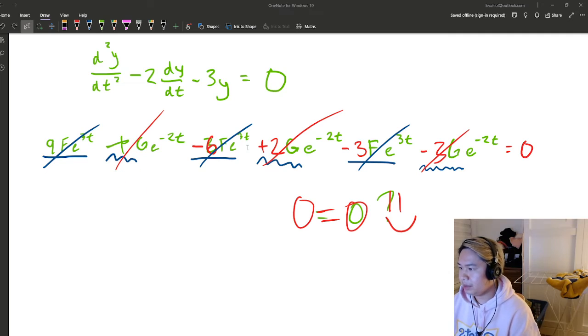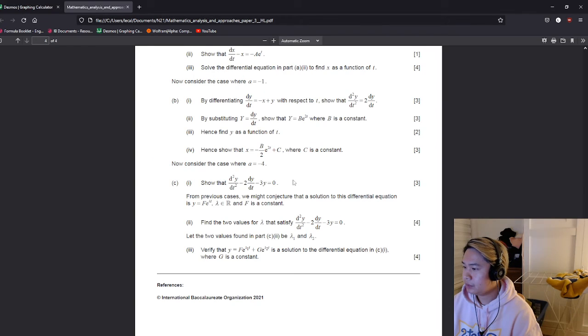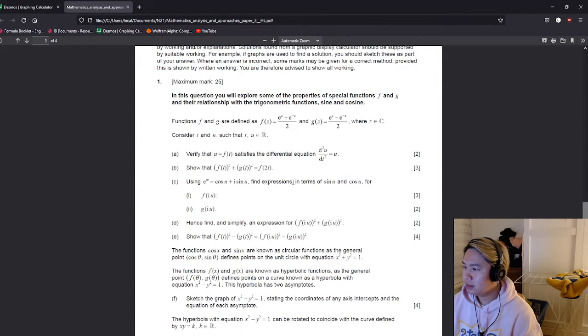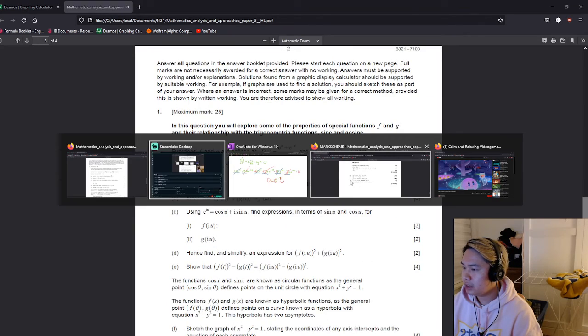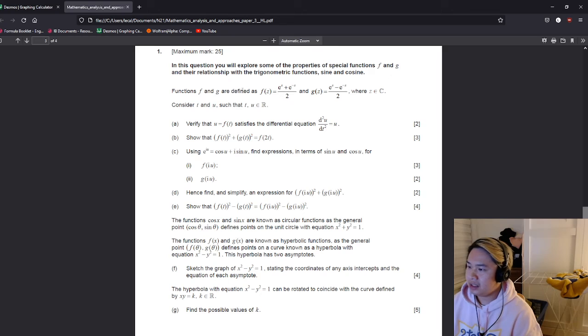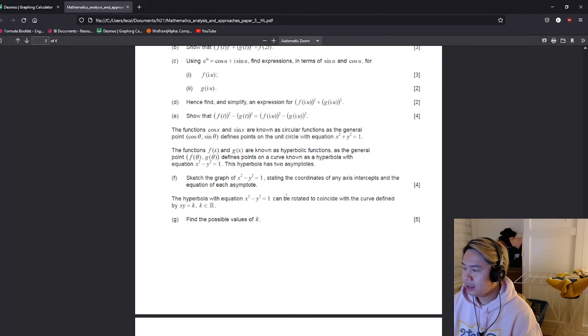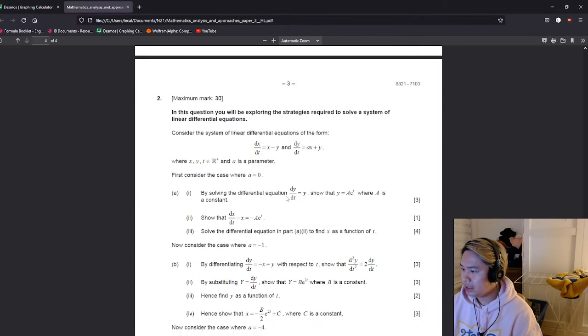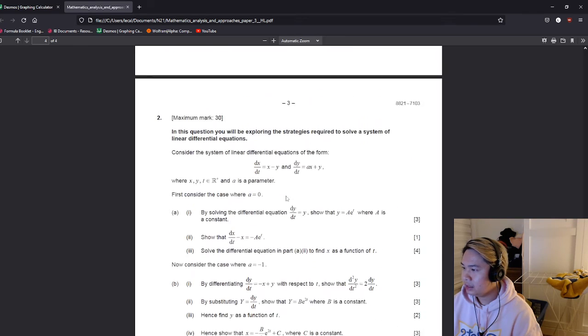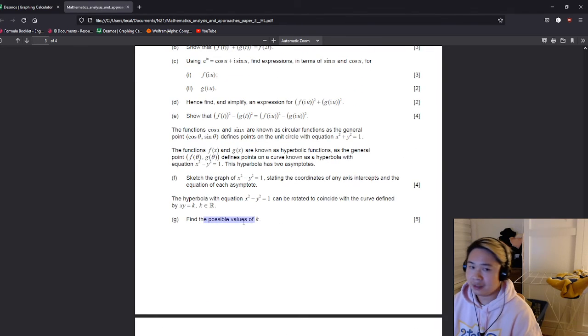And I think that's the end of the paper, right? Yeah, it is. Okay, well, there's not much to check because, again, a lot of these are just showing things. The only one that we really need to check is this one, possible values of k.